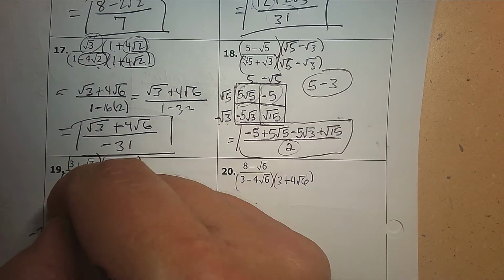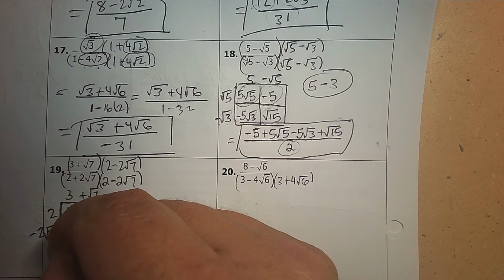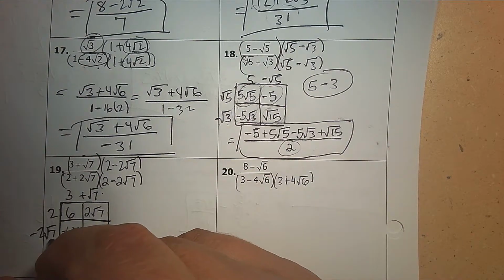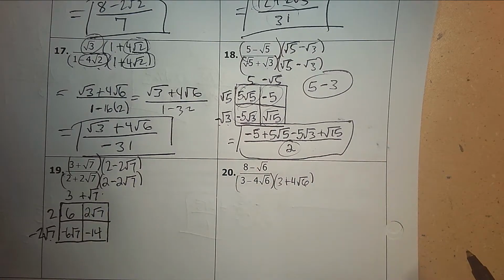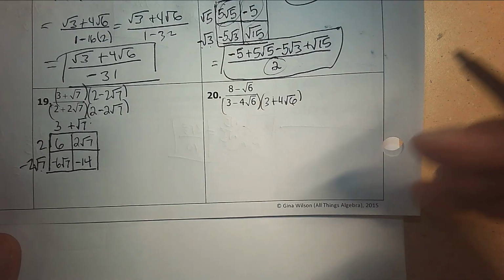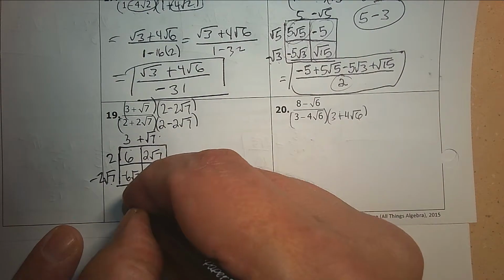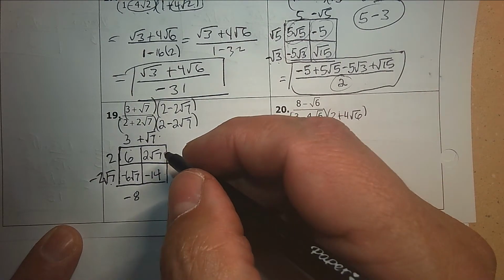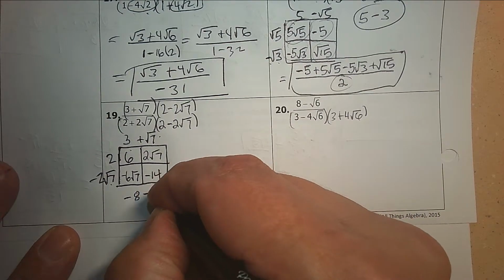So 6, 2 root 7. Did you get negative 6 root 7? And then root 7 times root 7 is 7, times negative 2 is negative 14. We do have like numbers here, right? So how would I combine them together? 6 take away 14 is negative 8. And negative 6 plus 2 is negative 4 root 7.